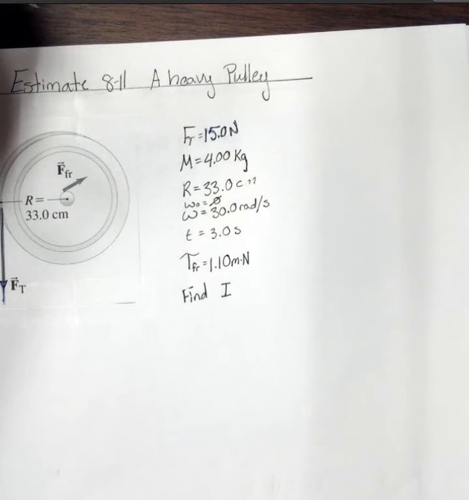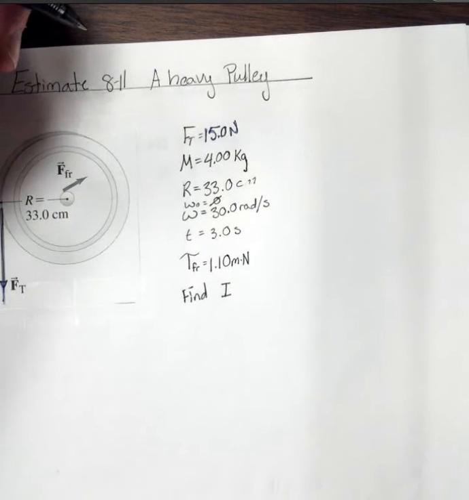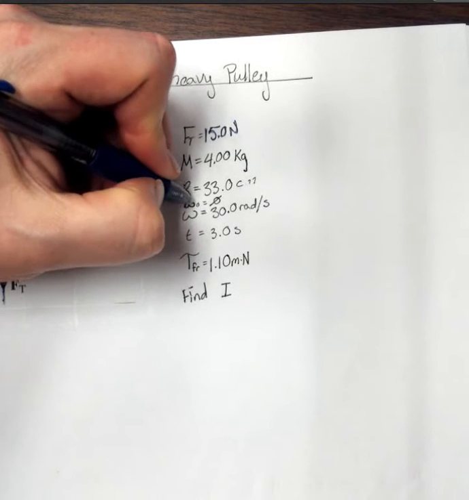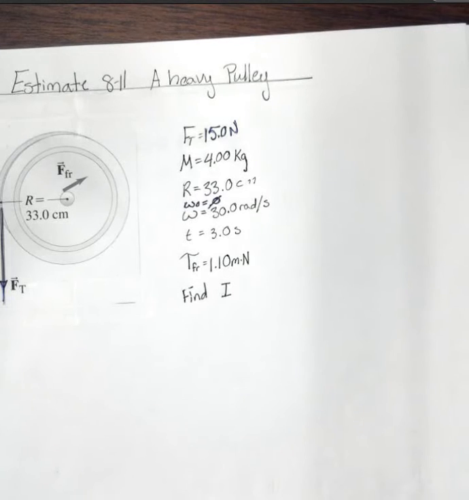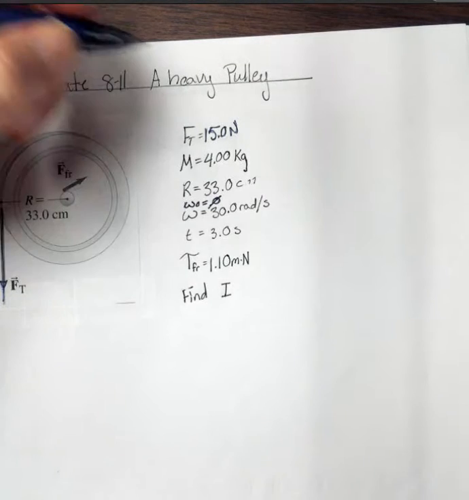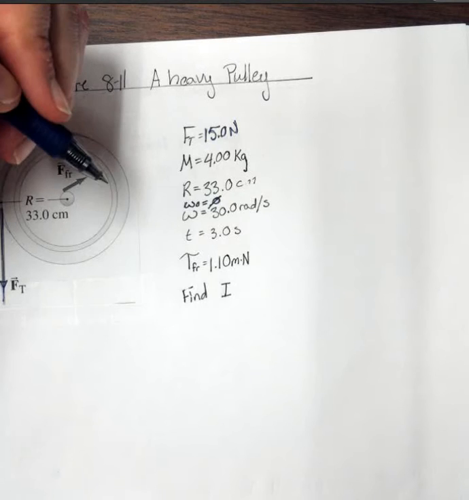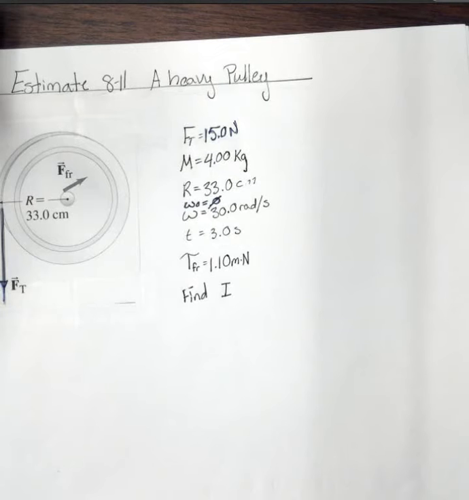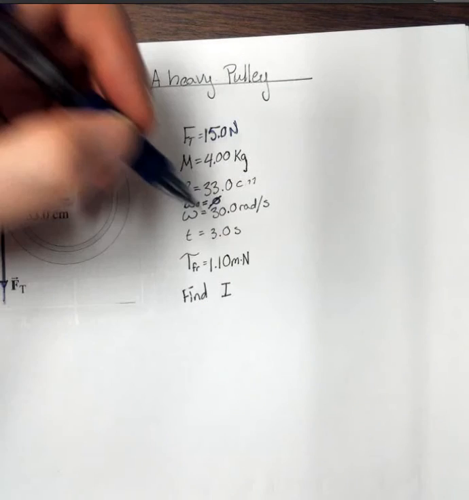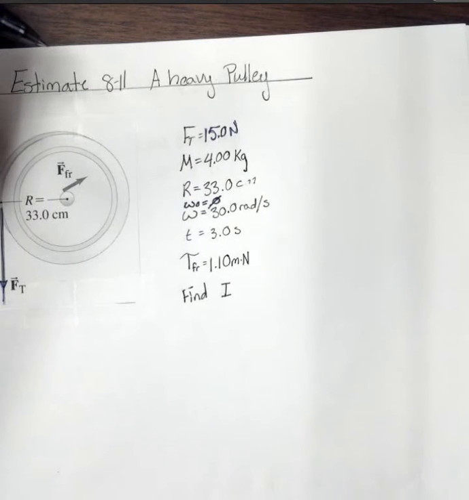If the pulley accelerates uniformly from rest, well, that means that initially it wasn't rotating. So its initial rotational velocity was 0 radians per second. And then once it was done accelerating from rest, it was experiencing 30 radians per second. Now I check my units. Radians per second are the correct units for rotational velocity, so I'm going to leave them as is. And that acceleration occurred over the course of 3 seconds.